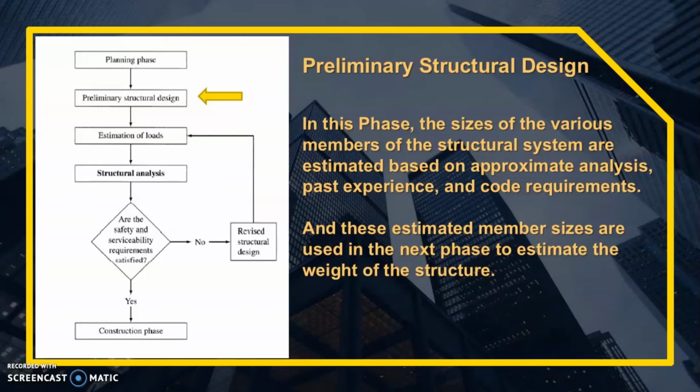Pangalawa, yung preliminary structural design. In this phase, the sizes of the various members of the structural system are estimated based on approximate analysis, past experience, and code requirements. And these estimated member sizes are used in the next phase to estimate the weight of the structure. Yung mag-estimate tayo dito ng, for example, yung dimension ng structure natin, tapos magbe-base tayo sa codes. For example, sabi ng code, dapat daw yung minimum dimension ng column, 300 millimeters. Yun yung i-consider natin as preliminary structural design or the estimate of the size of the members.